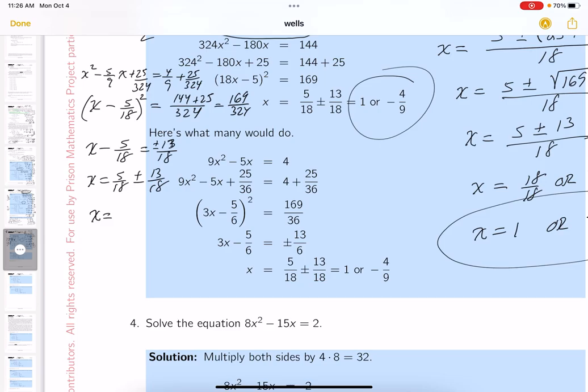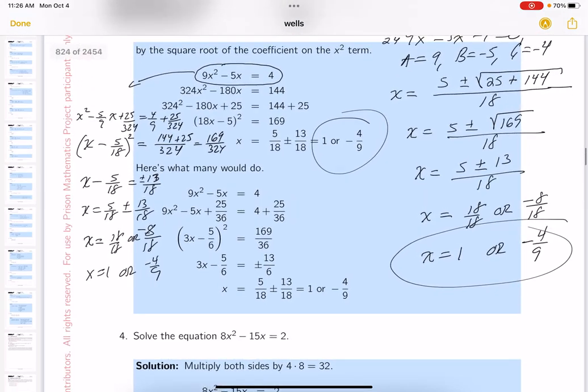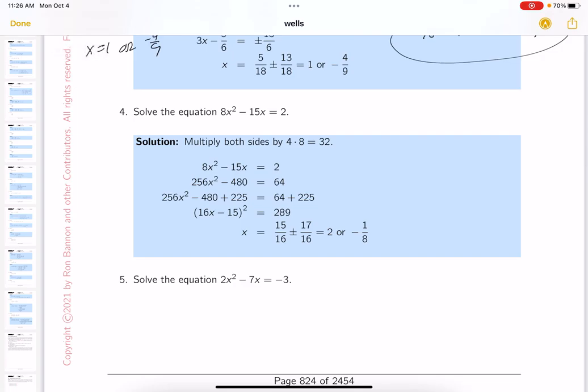Let's see, 5 plus 13 is 18 18ths, and 5 minus 13 is going to be minus 8. I'm sorry, I misspoke. Over 18. What do you get over here? x equals 1, or that's going to be minus 4 ninths. Are we getting the same answer? Of course we are, every single time. It gets tedious, though, doesn't it?